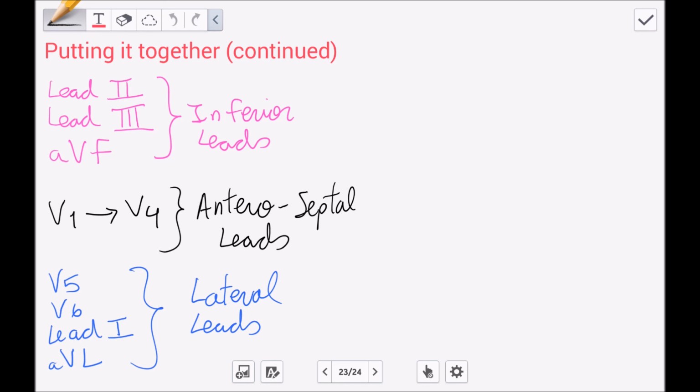So now just to put it all together. So we know that our inferior leads are lead 2, 3, and AVF, right? So inferior part, which artery supplies the inferior part of the heart? So the inferior part of the heart is supplied by the right coronary artery, correct? We discussed this earlier on.